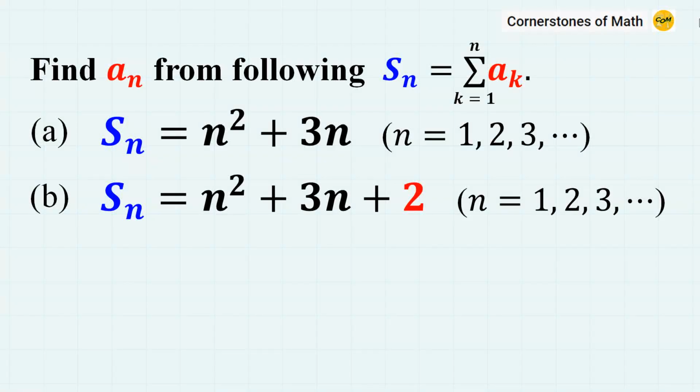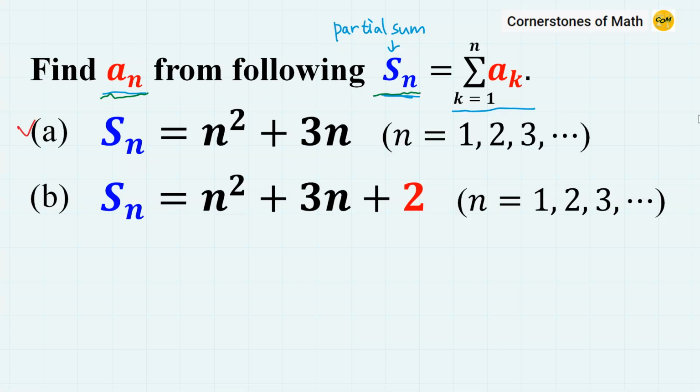I plan to upload sequence problems from time to time, and today we deal with a relatively simple yet important property of sequences. Here, for a sequence whose nth term is an, its partial sum, the sum of the first n terms of the sequence, is given and denoted as Sn. And we have to find the nth term an from the partial sum Sn.